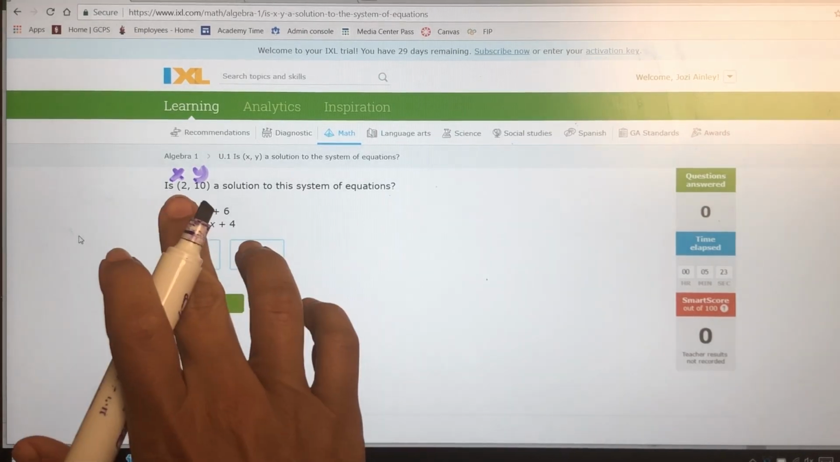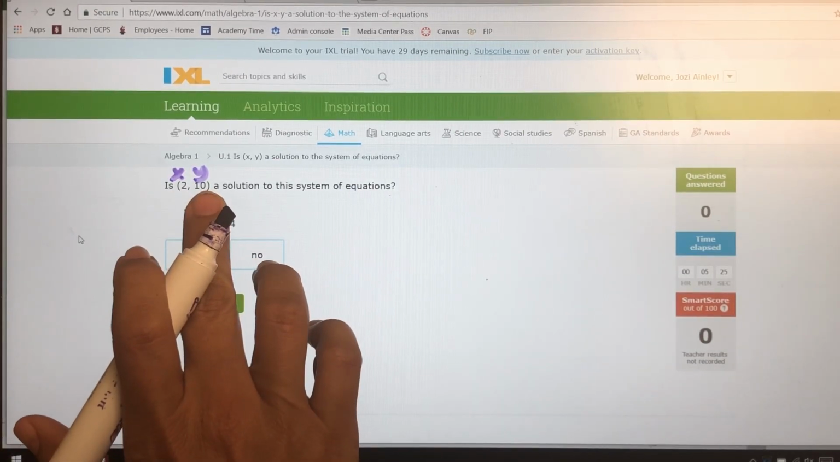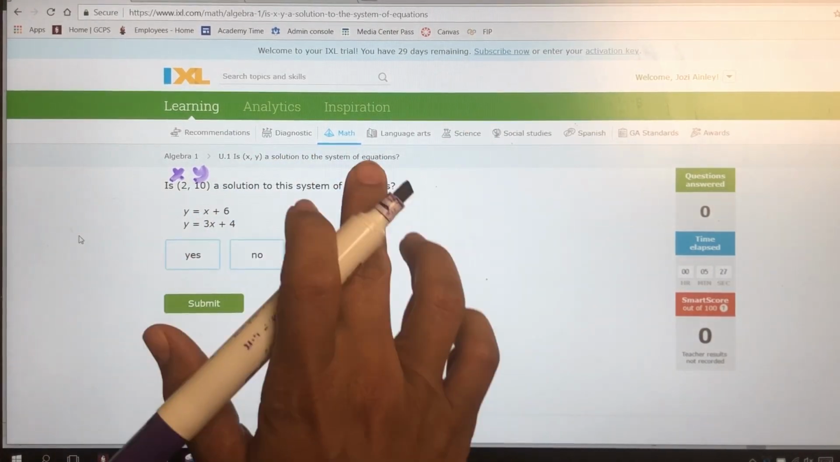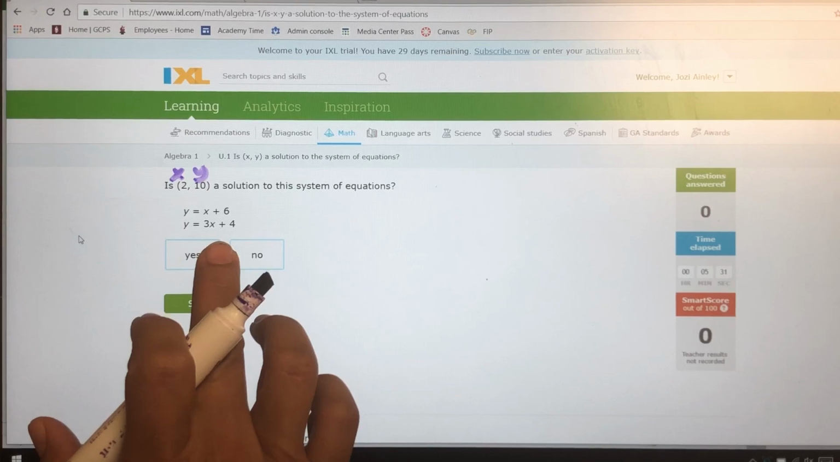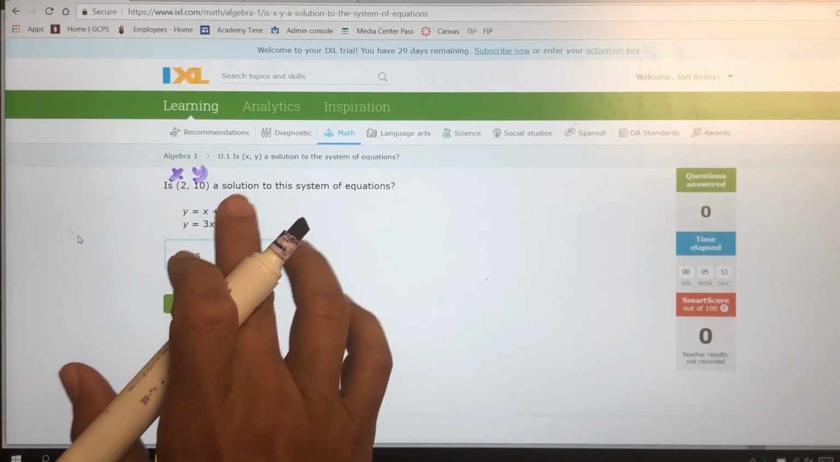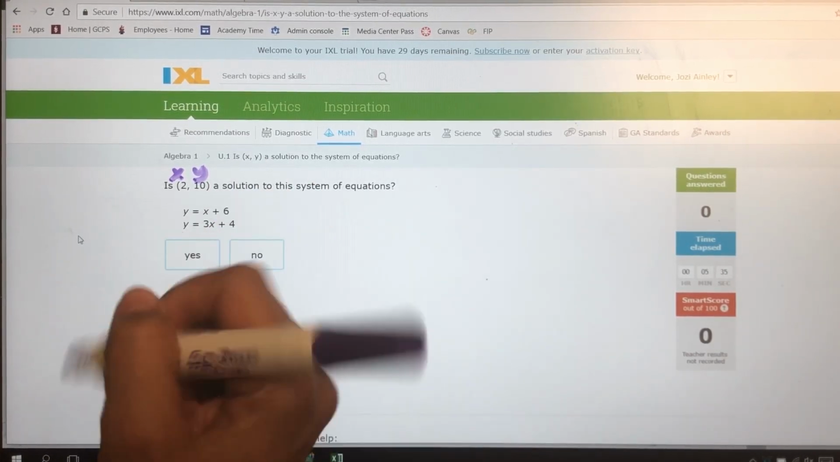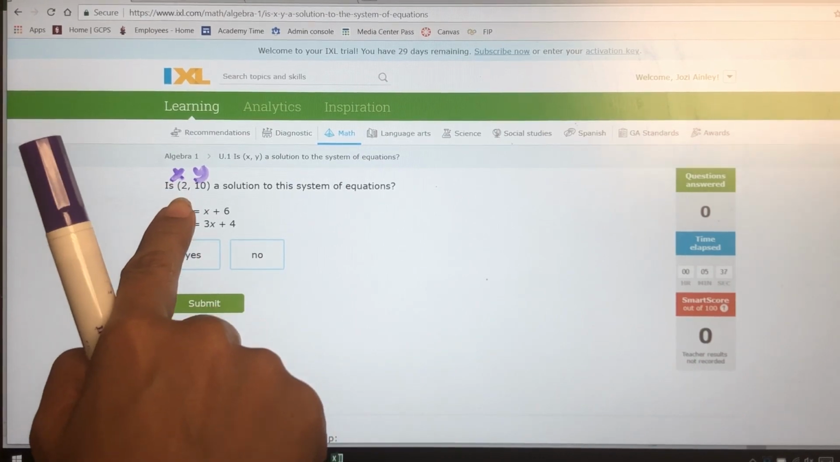Okay, so the first number is always X, the second number is always Y. And when it's asking if it's a solution, all you're doing is plugging it in, and if both of them are true, it has to be both, then it is a solution. So all you're going to do is plug in the numbers. Where I see a Y, I'm going to put 10. Where I see an X, I'm going to put 2.